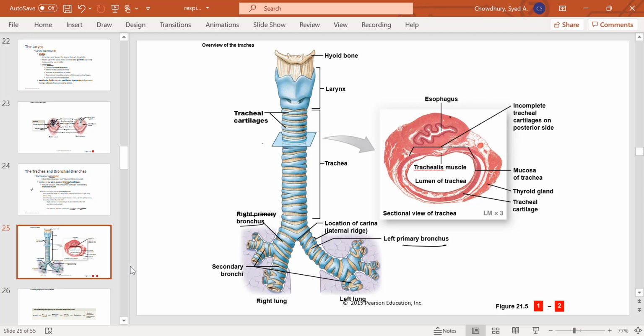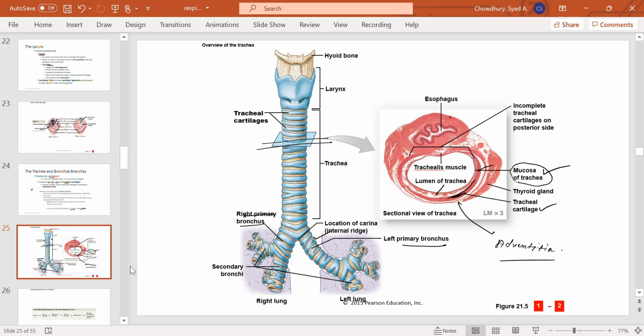Now, if you make a cross section of the trachea and see, it has three layers in the wall. Of course, mucosa is the innermost, you know that, mucosal lining or epithelium, and then you have the middle layer, and the middle layer is the layer where you have the cartilages. So tracheal cartilages are located in the middle layer. So this is the innermost mucosa, this is the middle layer, and outermost layer is called the adventitia.